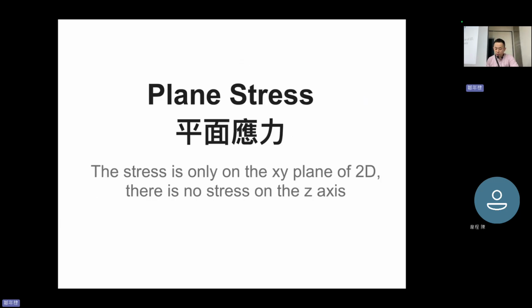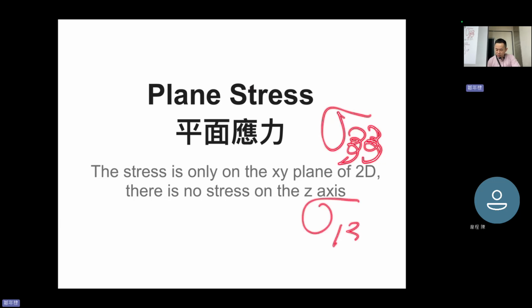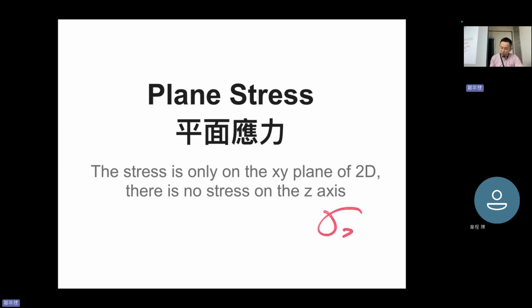Next we talk about plane stress. Plane stress is when the stress is only on the XY plane, so we only talk about 2D here. There is no stress on the Z axis, so nothing with a 3 index: 1,3, 2,3, 3,2, anywhere. If you have sigma 3 something, we don't discuss this. So it's called plane stress, 平面应力.